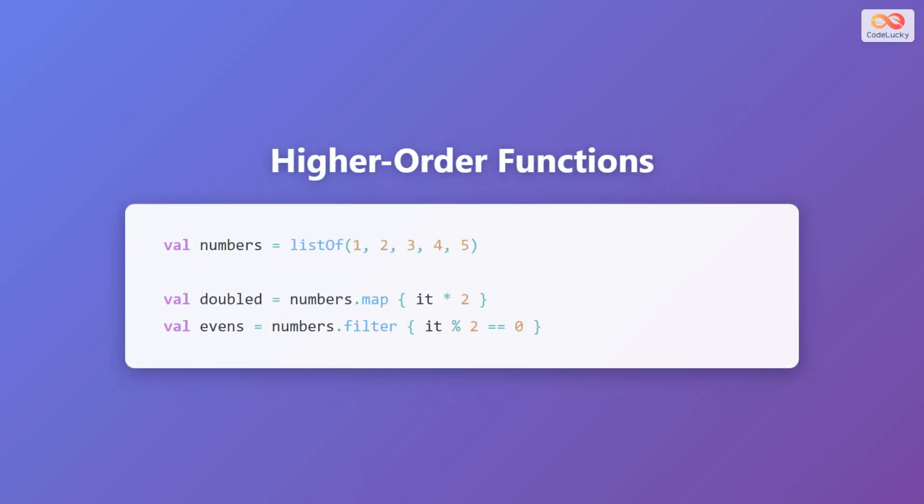One of the most powerful uses of lambdas is with higher-order functions. These are functions that take other functions as parameters or return functions. Kotlin's standard library provides many higher-order functions for collections. Here, map transforms each element by doubling it using the lambda it times 2. The filter function keeps only elements that satisfy the condition, in this case, even numbers. Both map and filter accept lambdas, making it incredibly easy to transform and filter data in a functional programming style. This is where lambdas truly shine in Kotlin.